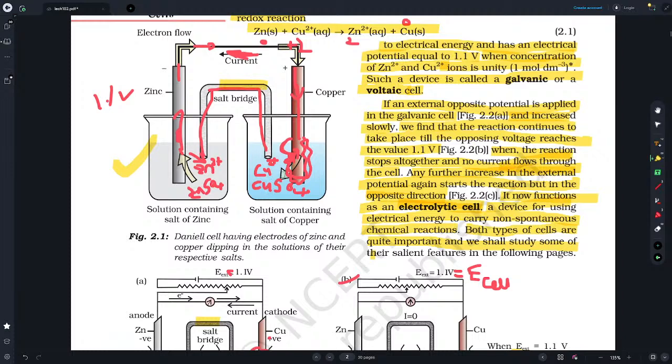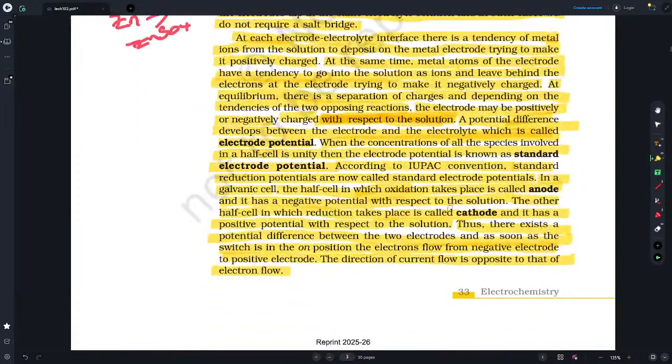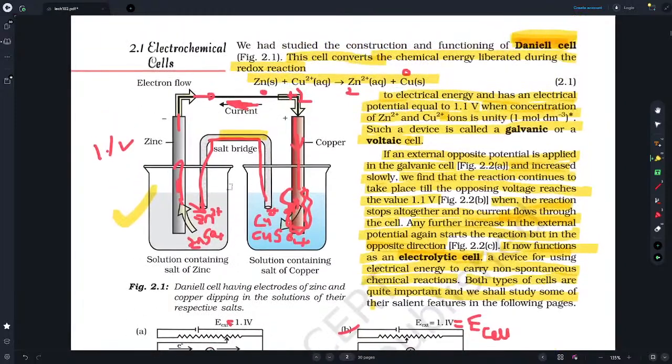And here the tendency of copper 2 plus ions to get deposited on the copper electrode is what we call reduction electrode potential. But according to IUPAC convention, standard reduction potentials are only considered. So we do not consider oxidation potentials but only reduction potentials. And as I said before, electrode potential is nothing but reduction electrode potential or standard electrode potential. Electrode potential is nothing but the tendency of the ions to get reduced.